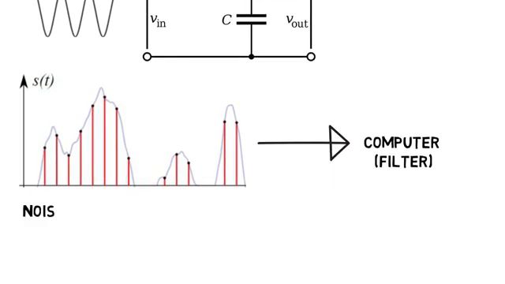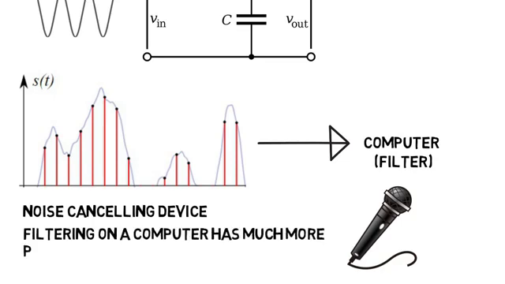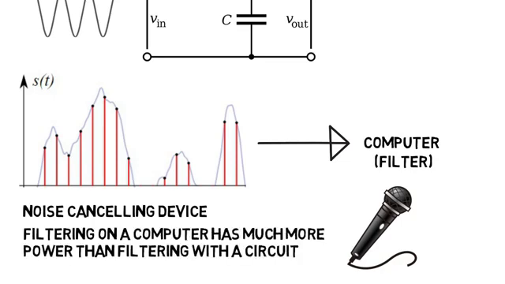One project was to create a noise cancelling device, so if someone is speaking into a microphone and there's unwanted noise in the background or whatever, the device could remove that noise. Filtering on a computer has much more power than filtering with just one circuit. And by the way, this is a math-intensive subfield too, because those filtering techniques are all math manipulation. And I'm going to end there because I've thrown a lot at you.